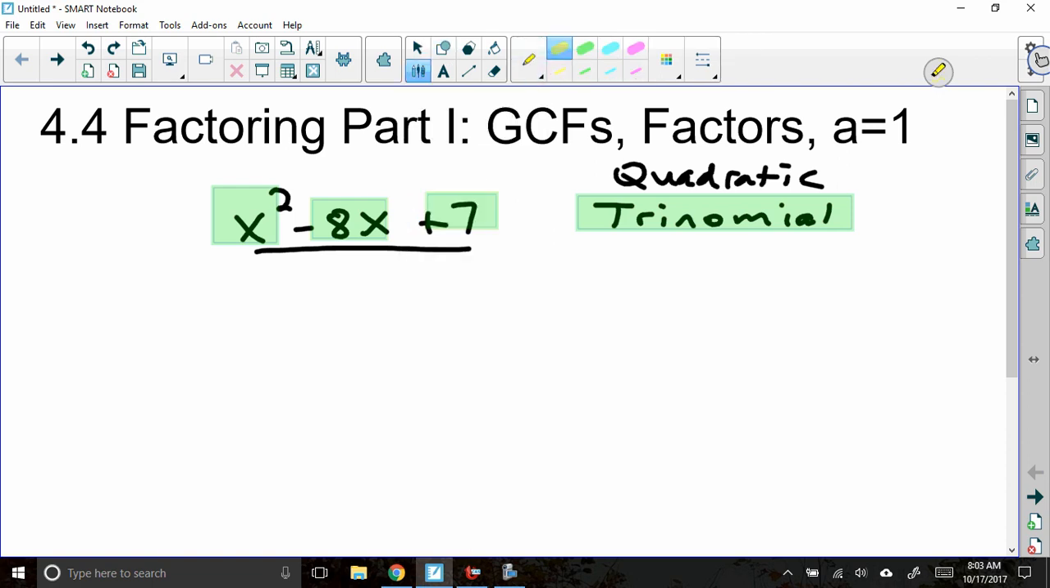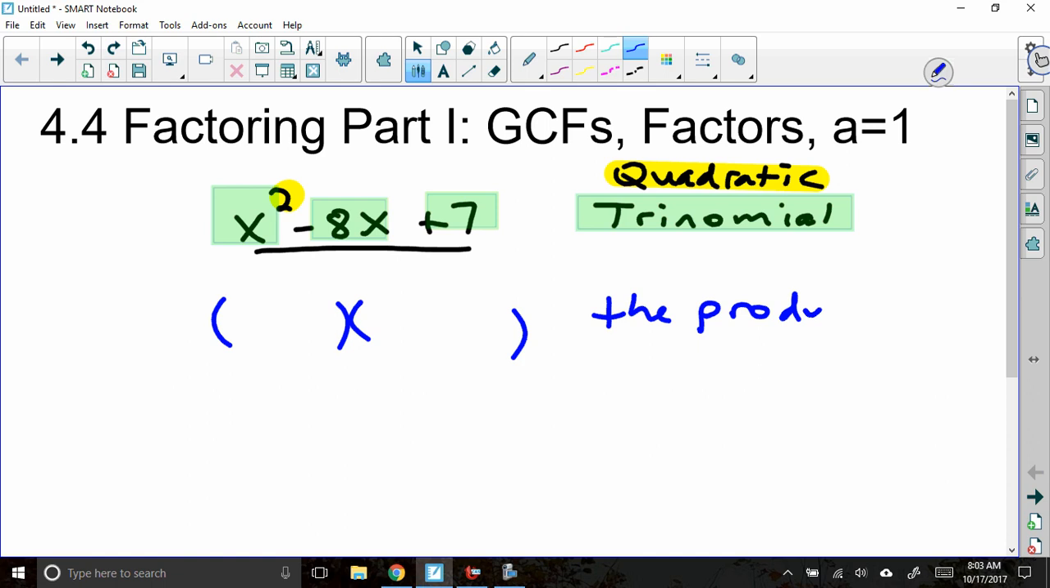Let me see if my highlighter is going to work. What makes it quadratic is that biggest exponent of 2. Okay, so factoring, we're going to be taking those quadratic trinomials, and we're going to be trying to put them into the form where we're going to have the product of two binomials. So we're going to try to break this down into the product of.